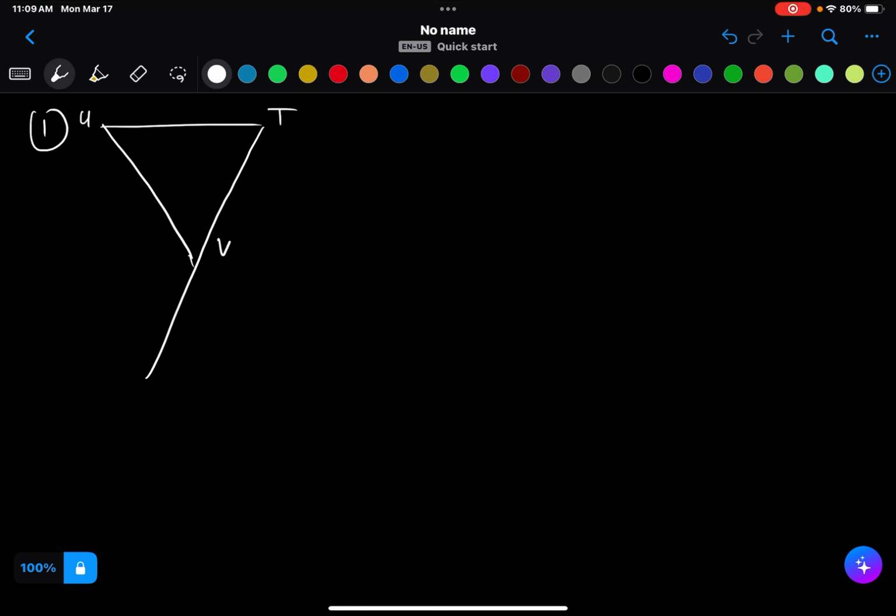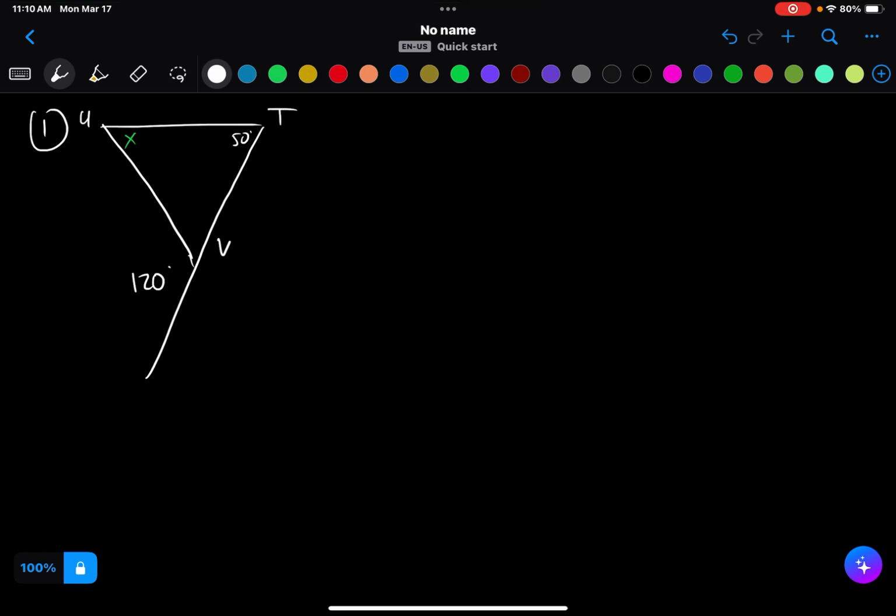Now they want to know what angle U is. So angle U is your missing angle. It's the X. They tell you the angle T is 50 degrees. They don't tell you what angle V is, but they tell you that the exterior angle to angle V is 120 degrees. So how do you work this?